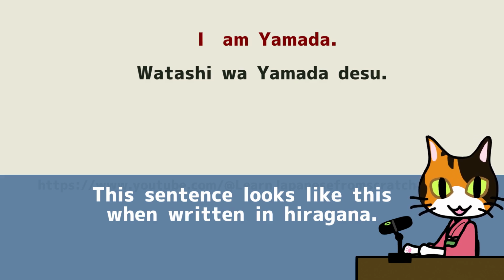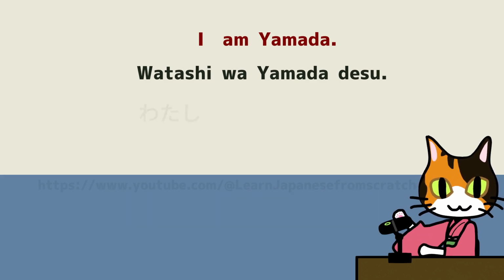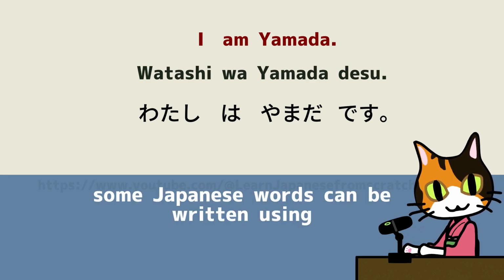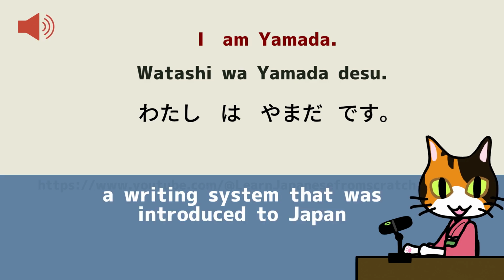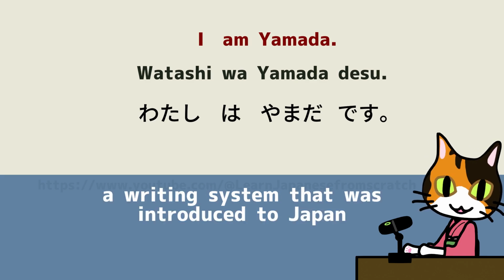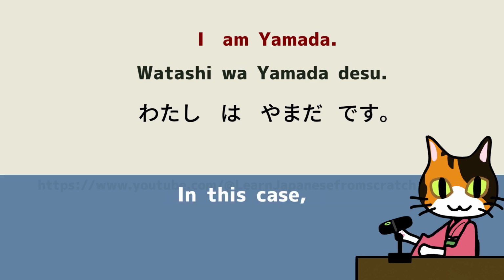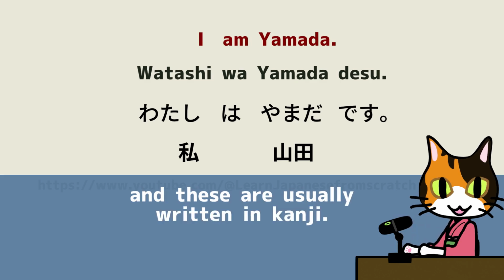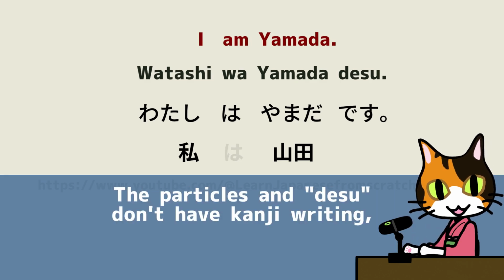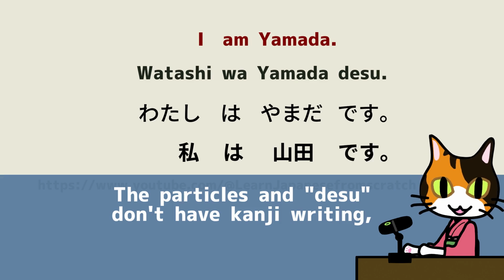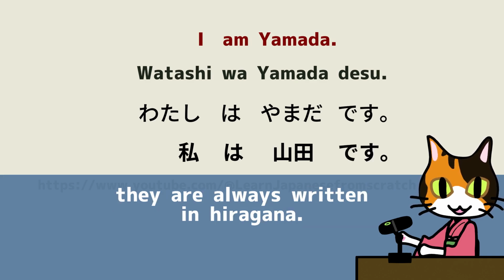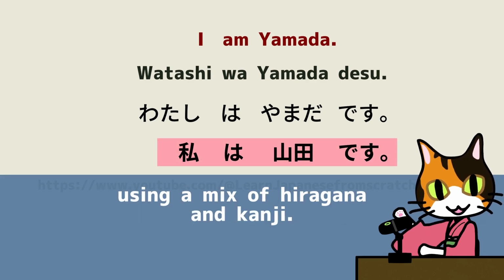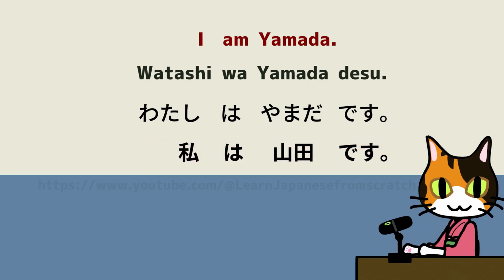This sentence looks like this when written in hiragana. 私は山田です。 Additionally, some Japanese words can be written using kanji, 漢字。 a writing system that was introduced to Japan from ancient China. In this case, the word watashi and the family name Yamada have kanji writing, and these are usually written in kanji. Particles and desu don't have kanji writing, they are always written in hiragana. In Japanese, this sentence would actually be written like this, using a mix of hiragana and kanji.